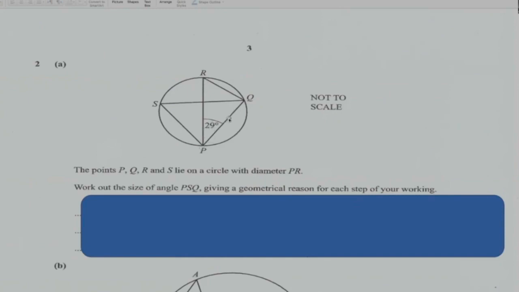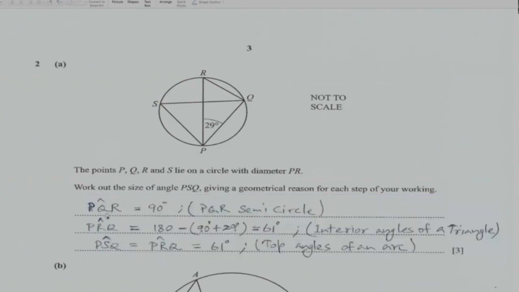We know the interior angles add up to 180. So 180 minus 29 plus 90. So PQR is 90, it's a semicircle, and PRQ, this value, is 180 minus 90 plus 29, which is 61. Then we know angles in the same segment on the same arc are equal. So this angle is equal to this angle. So PRQ is 61, then PSQ is also 61.